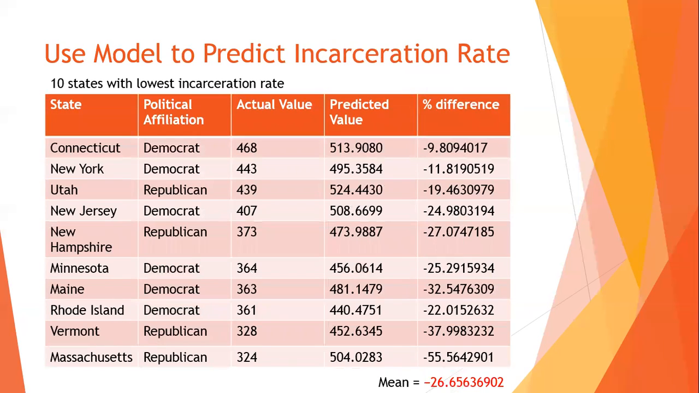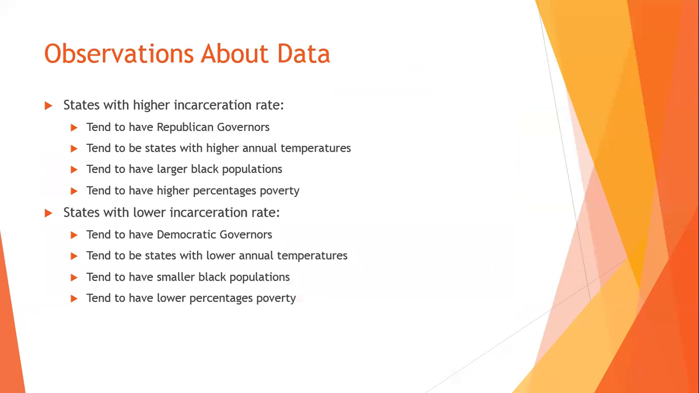And as for the 10 states with the lowest incarceration rate, the percent difference is negative for all of these, and it has a mean percent difference of about negative 26.7, which means that the predicted value is higher than the actual value based on the model. So just some observations I made about the data.